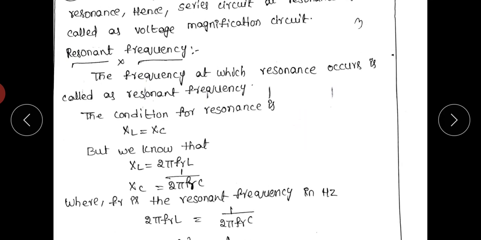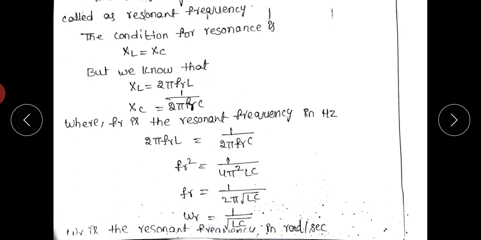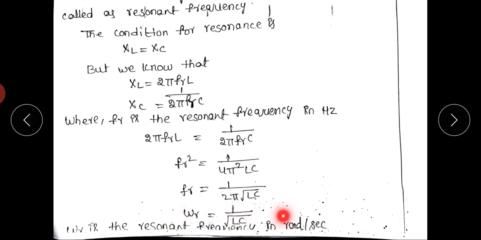So first one, resonance frequency definition: the frequency at which the resonance occurs is called resonance frequency. Next, we know the resonance condition XL equals XC. XL is inductive reactance, XC is capacitive reactance. XL is 2 pi FR L, XC is 1 by 2 pi FR C. So at resonance condition 2 pi FR L equals 1 by 2 pi FR C. So FR square equals 1 by 4 pi square LC, FR equals 1 by 2 pi root LC, and omega R equals 2 pi FR, which equals 1 by root LC. So omega R is the angular resonance frequency, FR is the resonance frequency.